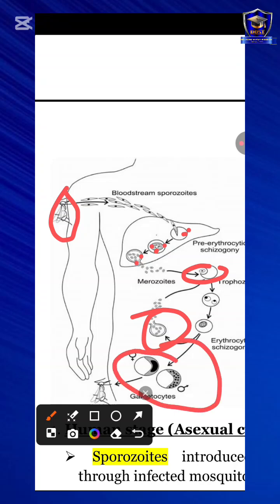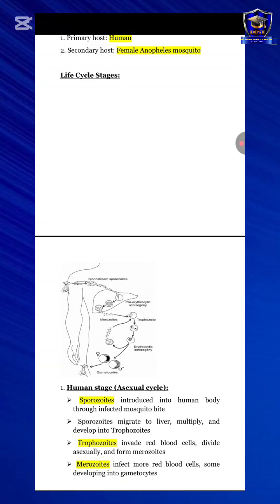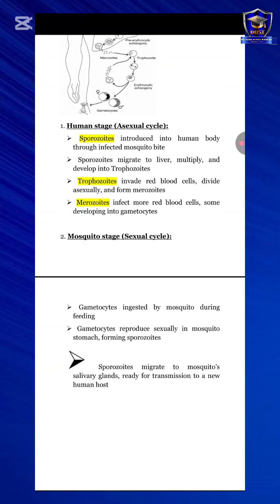All right, so these gametocytes will then be taken by another mosquito, and after the mosquito leaves, the gametocytes will form gametes and another set of sporozoites that will be injected into another healthy person, and the person will still get malaria. So this is how the malaria causative agent is actually spread from person to person.